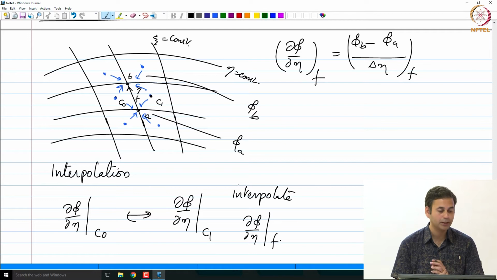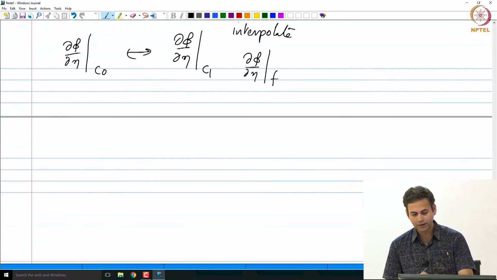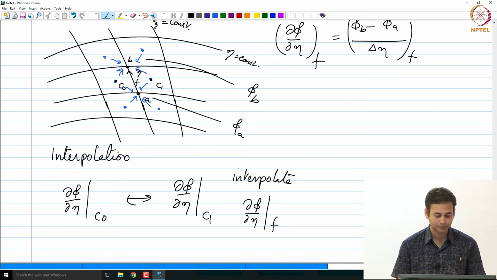Either you calculate the dependent variable at a and b and calculate the gradient, or you directly calculate the gradient at the cell centroids and then interpolate them onto the face. You see that? Either of the methods can be used, and we can certainly calculate this. Or is it possible to calculate the same way if we have an unstructured two-dimensional mesh? Yes. They should give the same answer if your interpolations are.